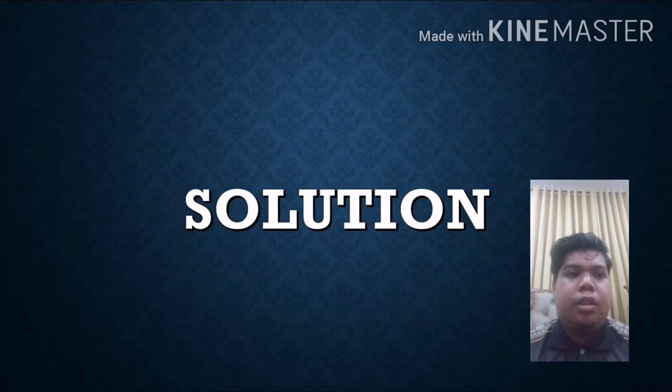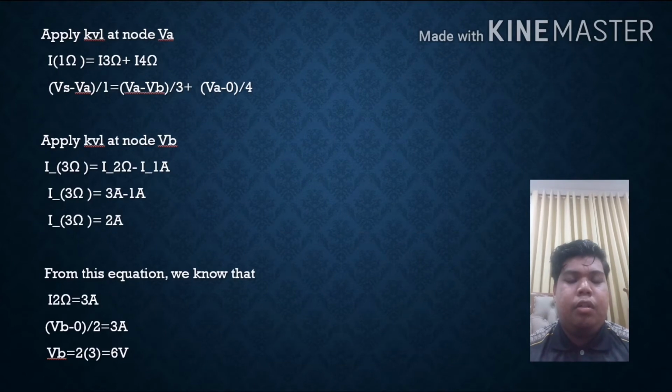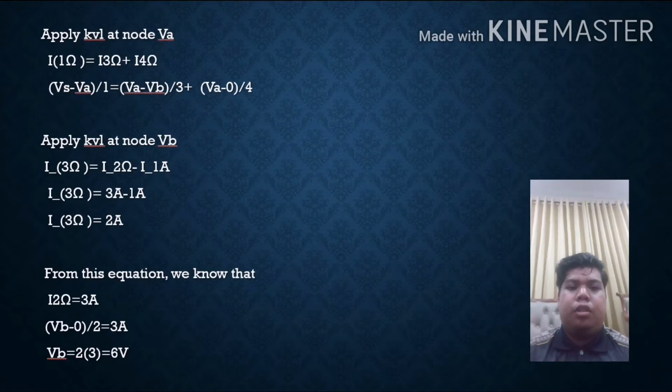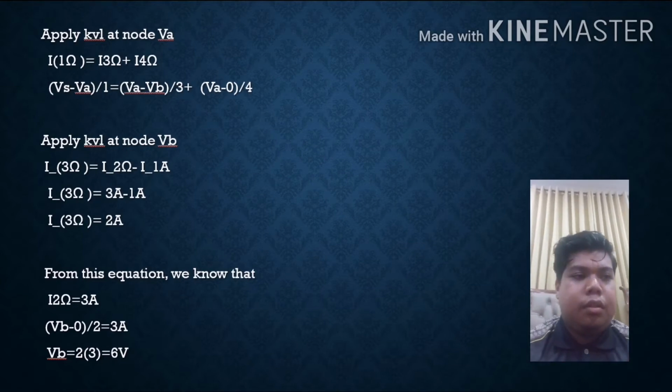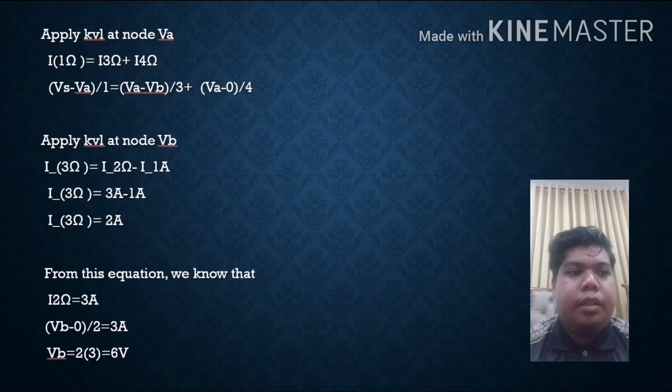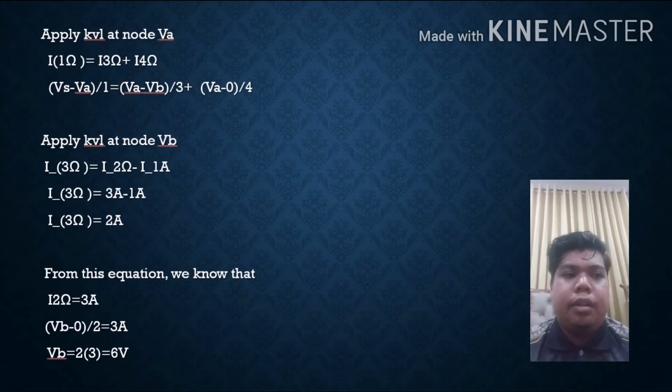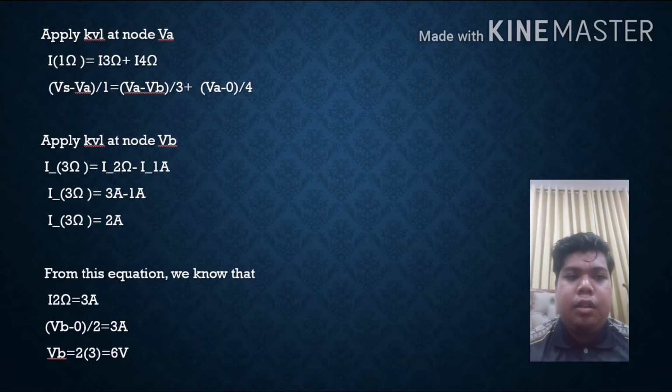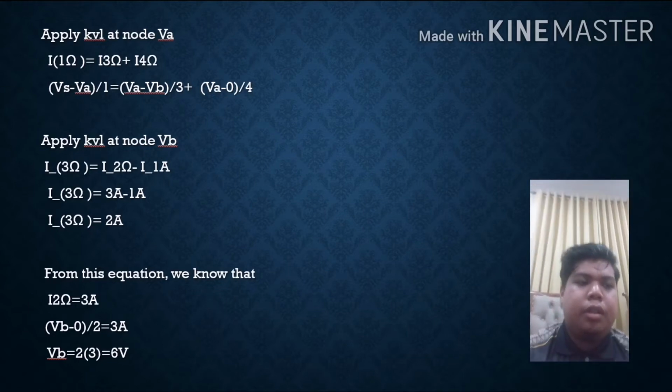So for the solution, to find this solution we have used Kirchhoff voltage law. So we have to apply KVL at VA. So we will get the equation: Vs minus VA per 1 equals VA minus VB per 3 plus VA minus 0 per 4. So this is our first equation.